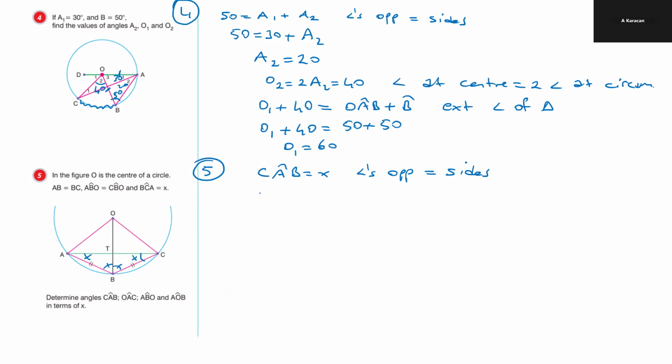As a result of this, ABC will be equal to 180 minus 2x. Reason is sum of angles of triangle. Since ABO is equal to CBO, then angle ABO will be equal to half of that, 90 minus x. So this part here will be 90 minus x. The other part also will be 90 minus x.